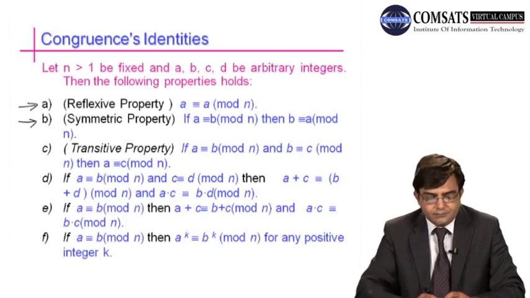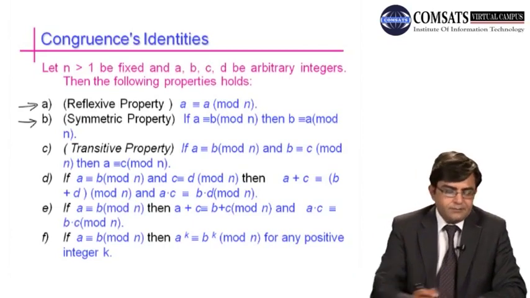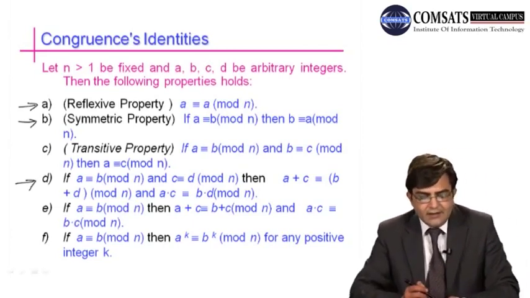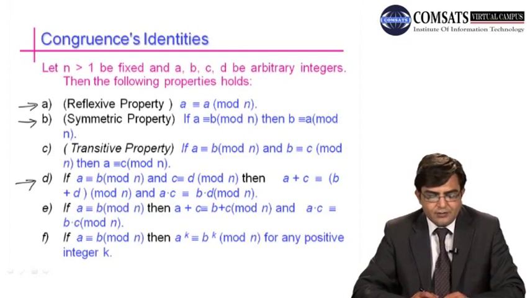The next property, D, is basically if a is congruent to b mod n and c is congruent to d mod n.